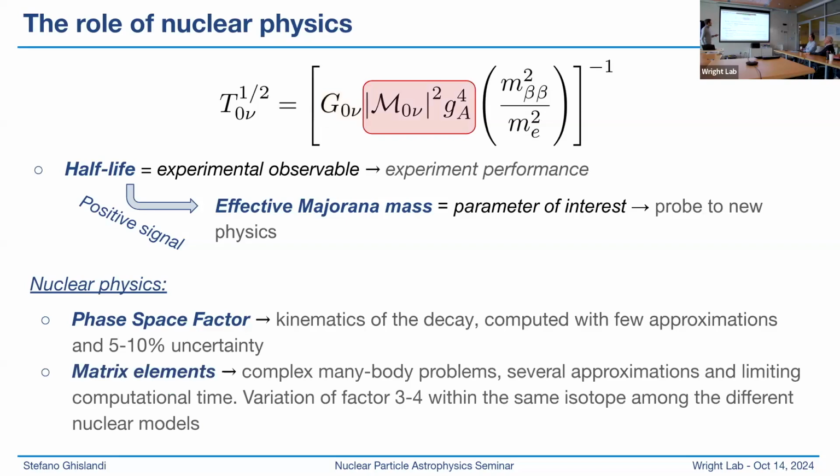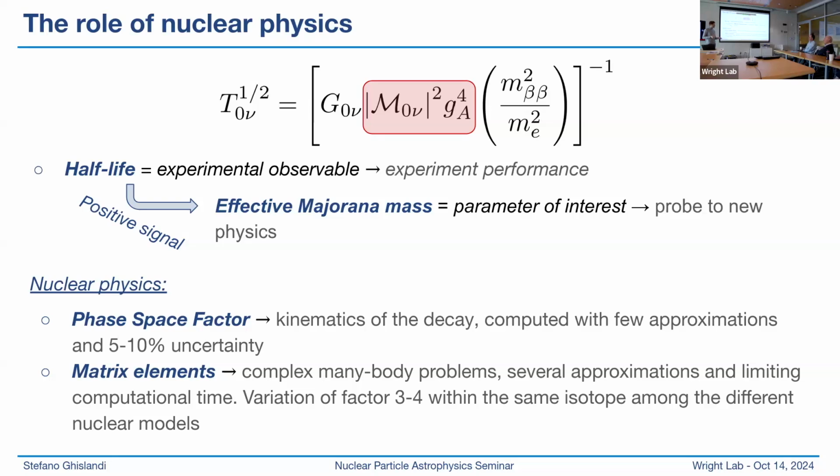While the other part, which is this one, includes the matrix elements. Matrix elements, in some sense, encode how the decay is undergoing through the different energy levels of the nuclei of the decay cell. And therefore, it's a very complex many-body problem to compute these numbers, and in order to do this, you need several approximations, and you are many times limited also by computational time.